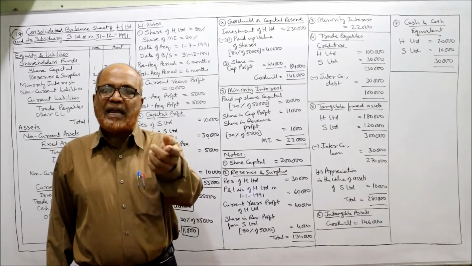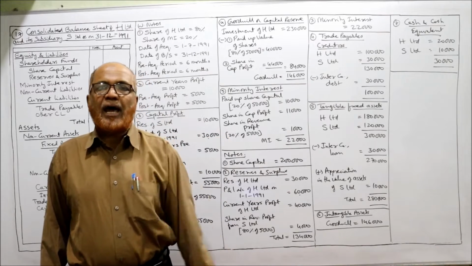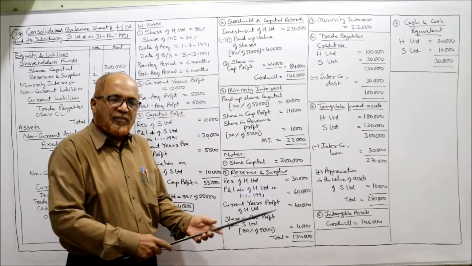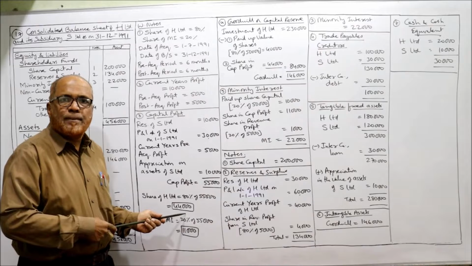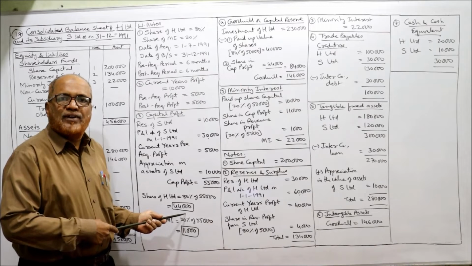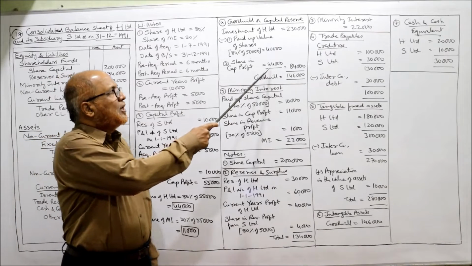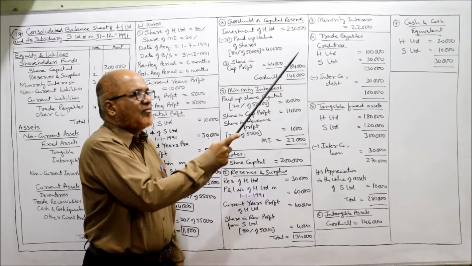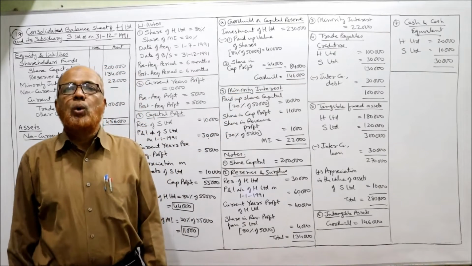Of that 50,000, 80% is held by H Limited. So 80% of 50,000, 40,000. Share in capital profit, just now we have calculated 44,000. Share in capital profit of H Limited is 44,000. Total 84,000. Now 2,30,000 minus 84,000, 1,46,000 is the goodwill.